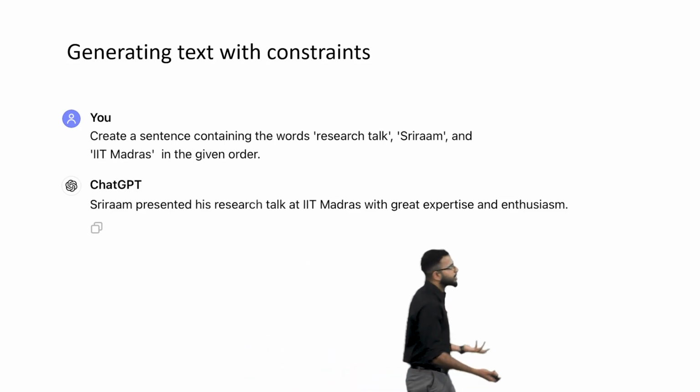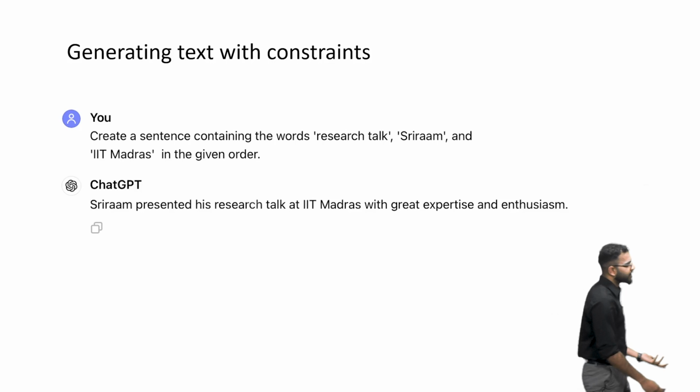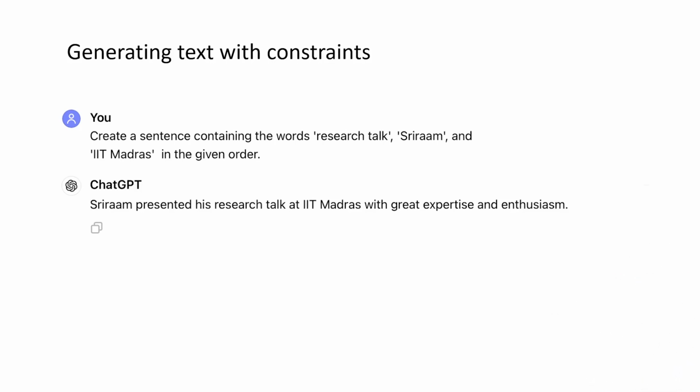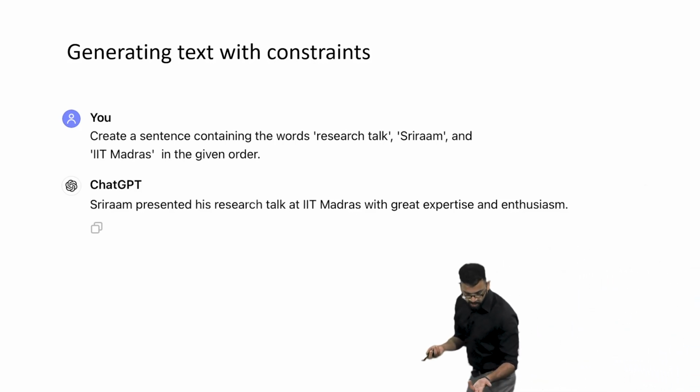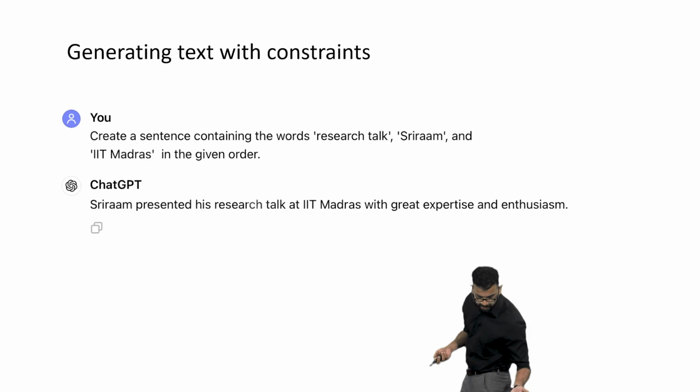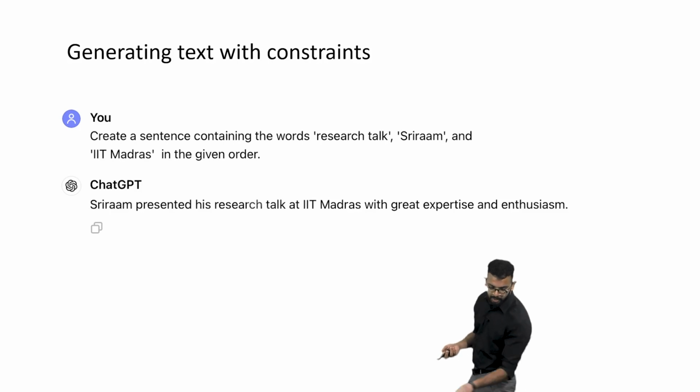But what happens is it does not really have the capability to ensure that those constraints are always satisfied. In this case, if I ask it to generate a sentence with Sriraam, research talk, and IIT Madras in the given order, it clearly messes up the order. It generates a sentence which is factually correct and of high quality, but it does not satisfy the constraint that I gave it.